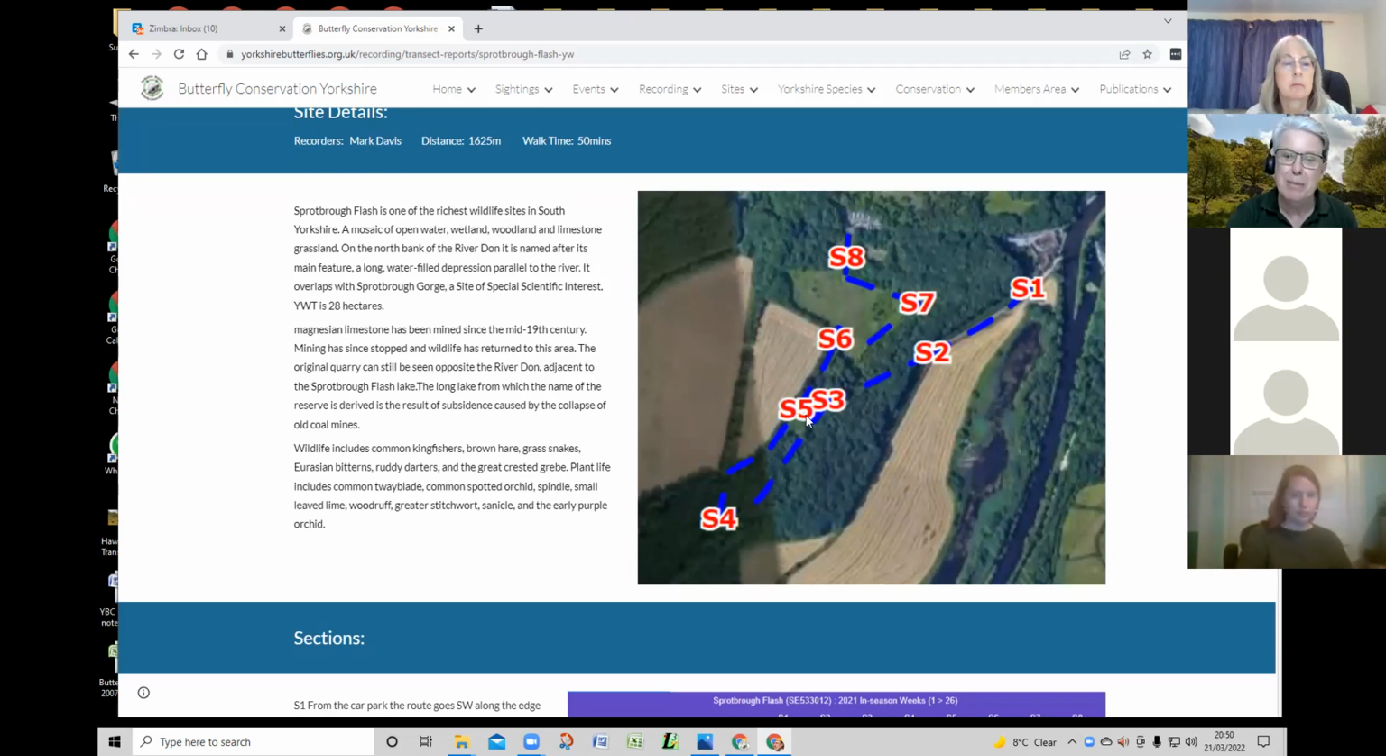But the really interesting bit is that it's in the gorge of the Don. So this is magnesium limestone. You're on the magnesium limestone ridge. And there are some nice, interesting limestone species that occur in this grassland area. But you've also got the woodland area as well.